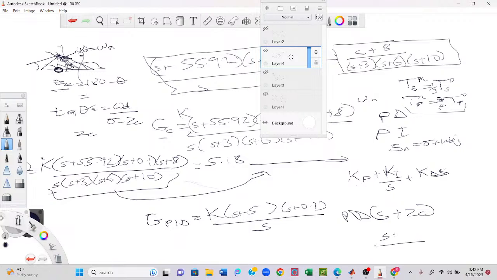S plus a zero close to 0.1 over S. Sometimes your PID will be, yeah, your PD cascaded with your PI. Cascade the two of them by multiplication. Go and plot this PID compensator. Cascade the PID compensator with the plant.